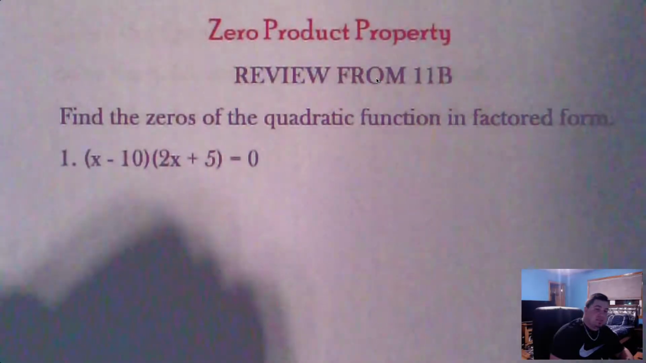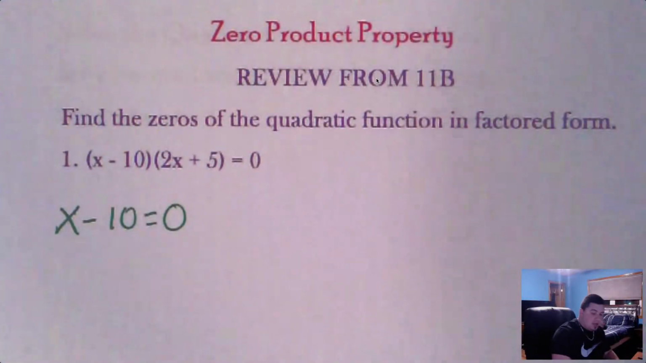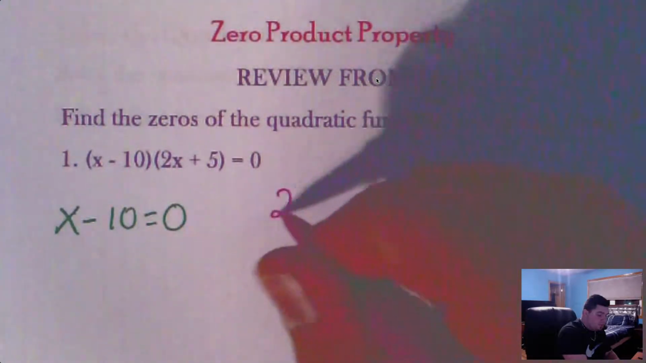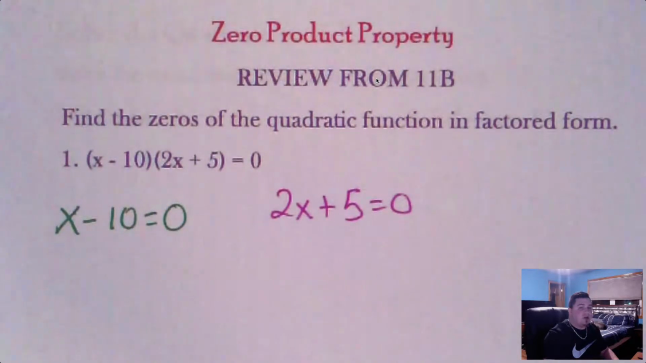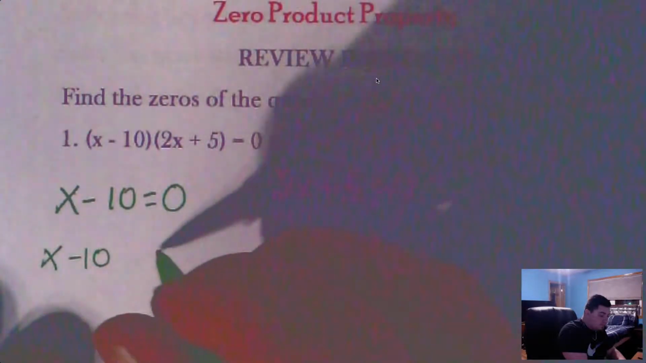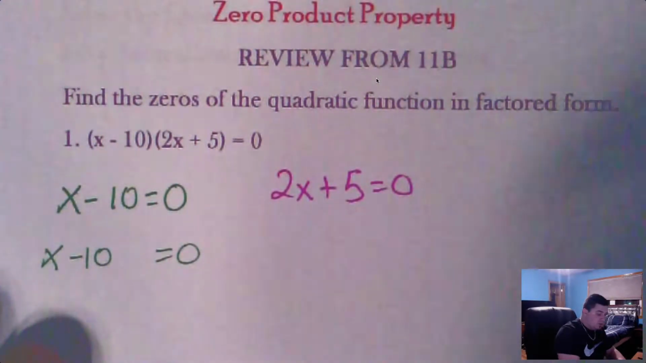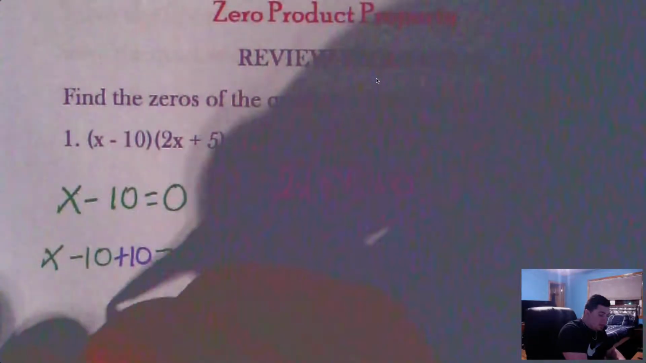So the way we would solve this from 11b is we would take each factor and set each factor equal to 0. x minus 10 equals 0. 2x plus 5 equals 0. And then we would solve each equation separately. So in this one, I would add 10 to both sides in order to cancel out the minus 10 since they are inverses of each other. And I get x equals 10.